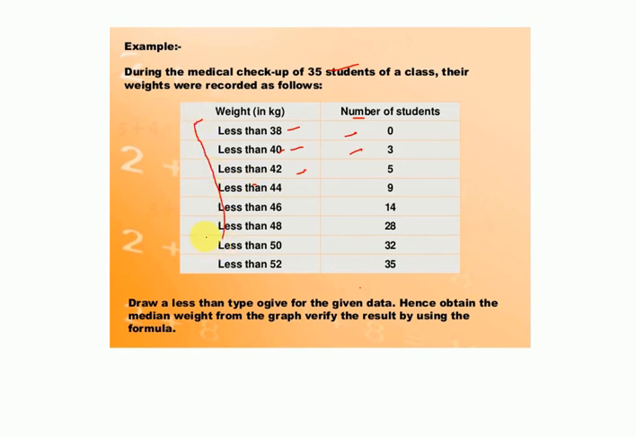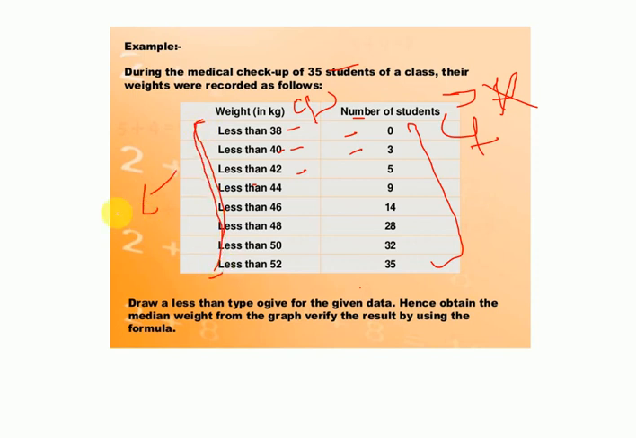Now whenever the question is given like this, less than or more than, it means that you are given the CF only, not F. If it is written less than, it means that it is less than ogive, and if it is written more than, that is more than ogive. Now we have to draw the less than type ogive for the given data, hence obtain the median weight.